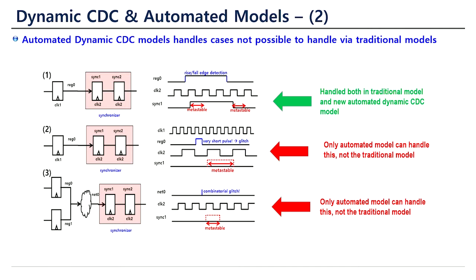Another example is the number three case. In the fan-in cone, register 0 and register 1 toggle simultaneously, and if there is a combinational glitch and, accidentally, the glitch is captured at the rising edge of the receiving clock, that will cause a severe silicon problem. So the key idea is that we have to model to detect this strange situation. We have to monitor the outside of the synchronizer.